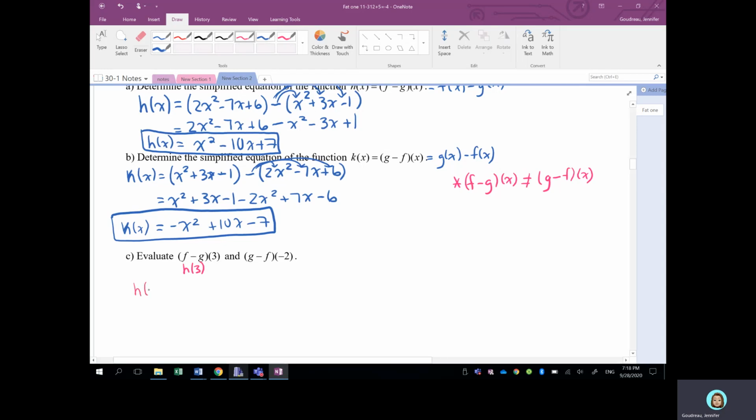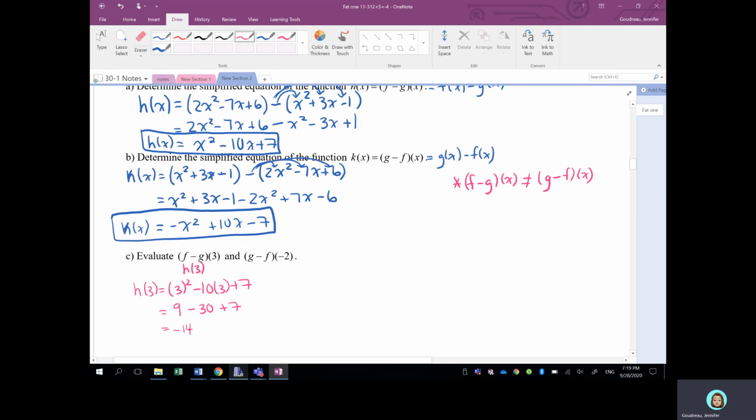So h at 3 will be 3 squared minus 10 times 3 plus 7, which is 9 minus 30 plus 7. So h at 3, 9 minus 30 is going to give us negative 21, plus 7 gives us negative 14. So that's one way to do that.